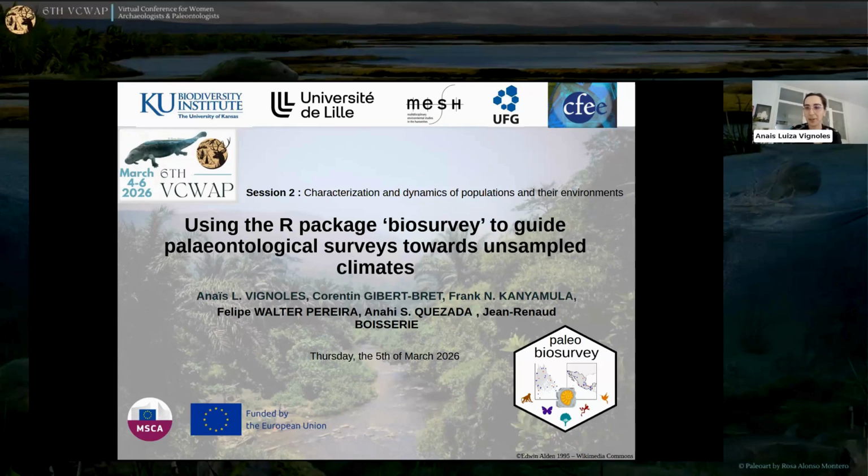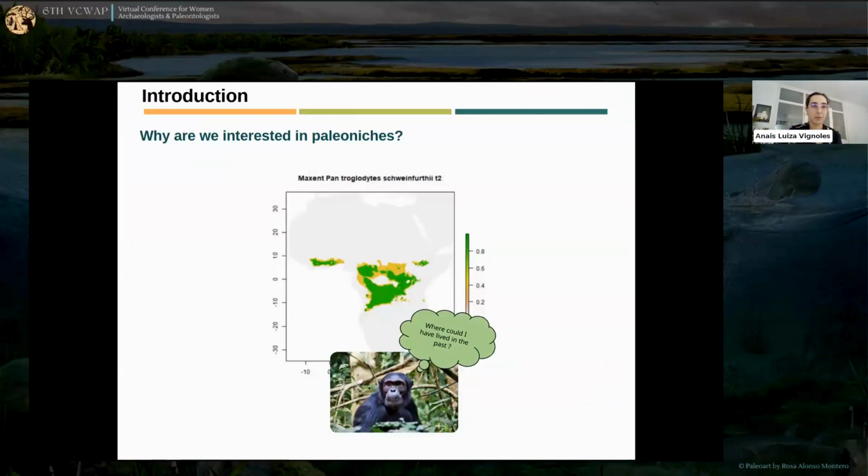So today I would like to share some early results of an experiment where some colleagues and I try to use the R package biosurvey to guide paleontological surveys towards unsampled climates. First of all, why are we interested in paleo niches? Because the objective of our group is to work on paleo niches.